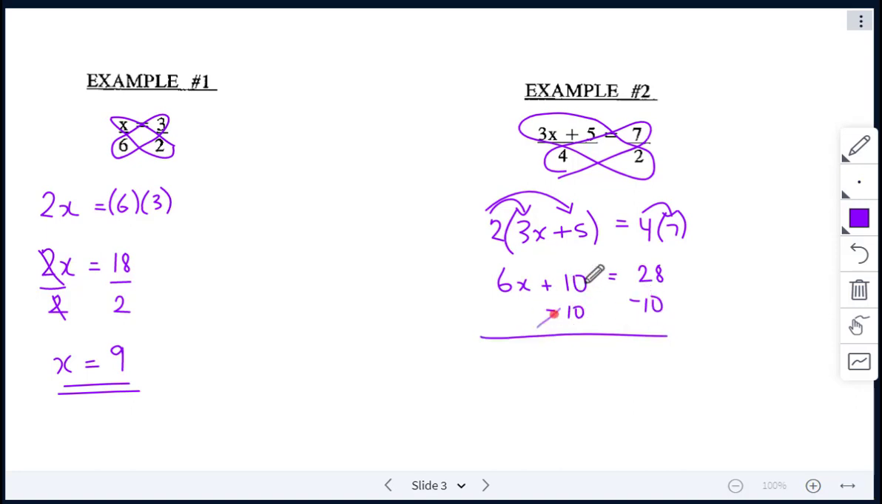10 minus 10 here, that's gone. Left side, we just have 6x. On the right side, we have 28 minus 10, which is 18. Now we just have to divide by 6 on both sides. 6x divided by 6 just leaves me with 1x, or just x. And then 18 divided by 6 is equal to 3.